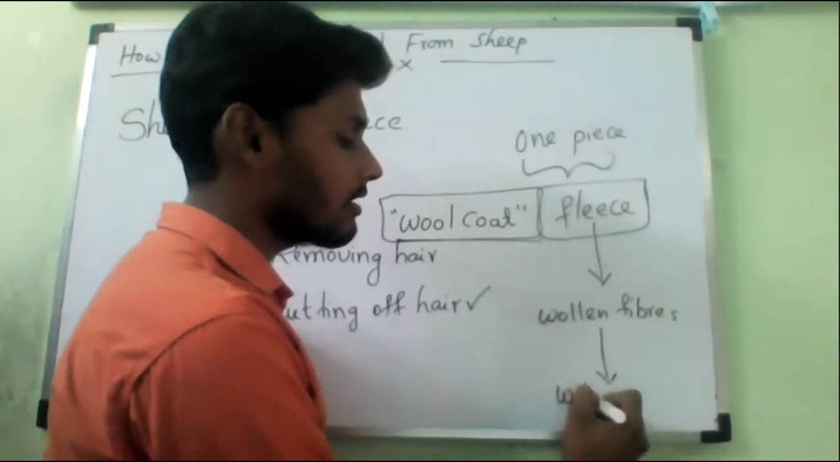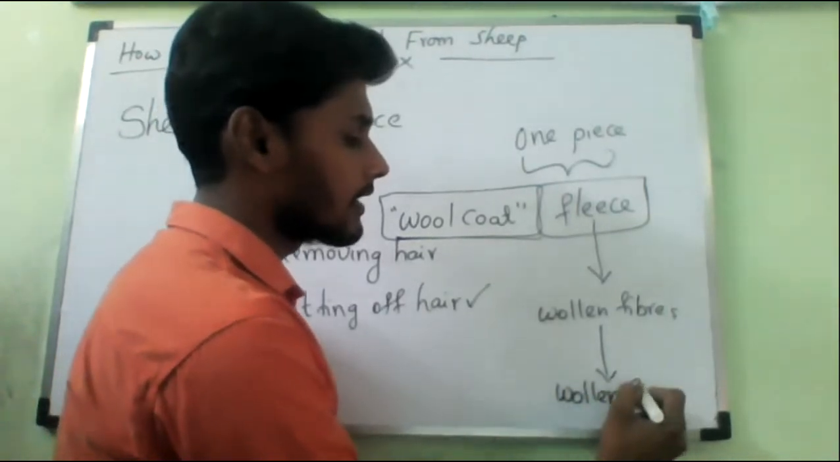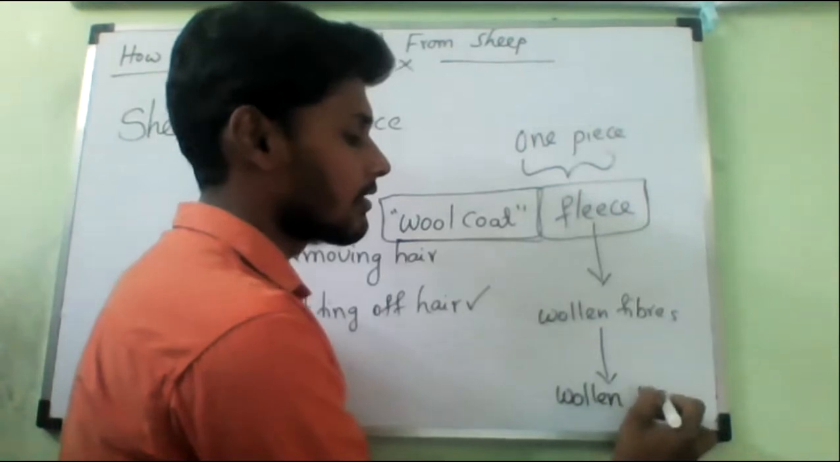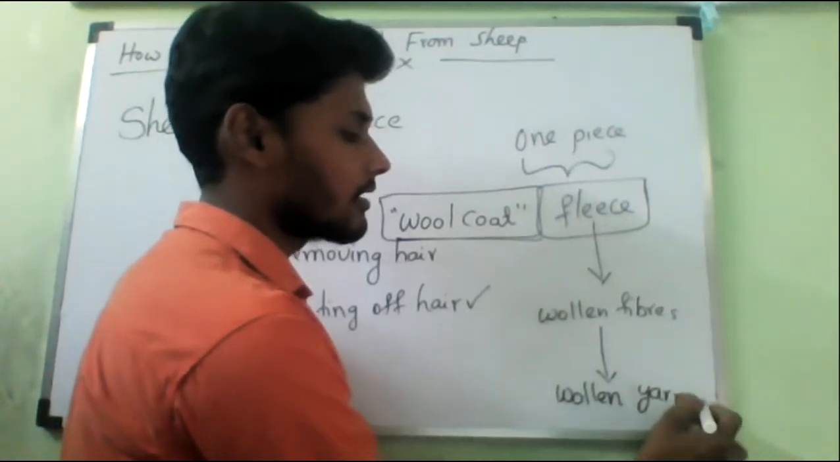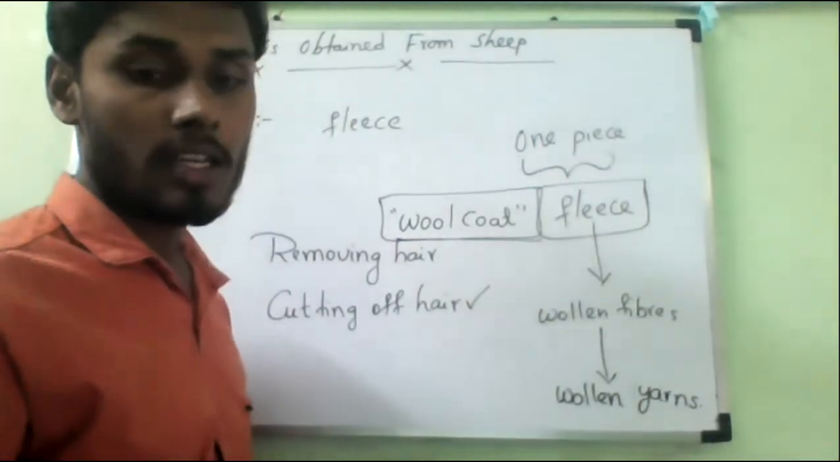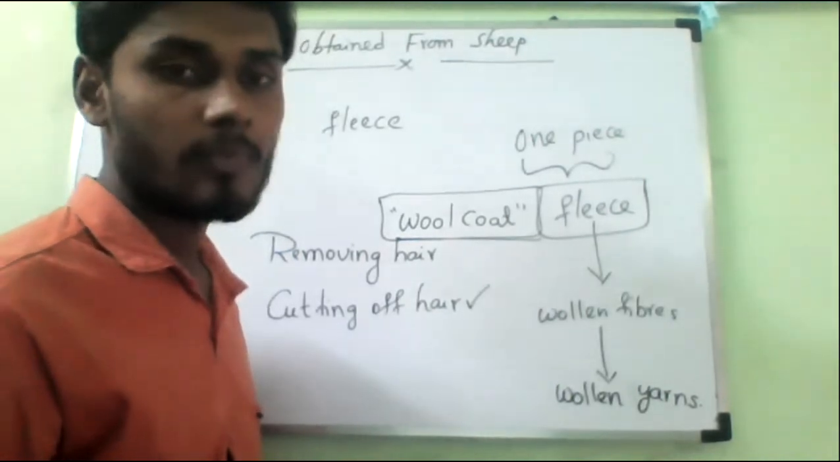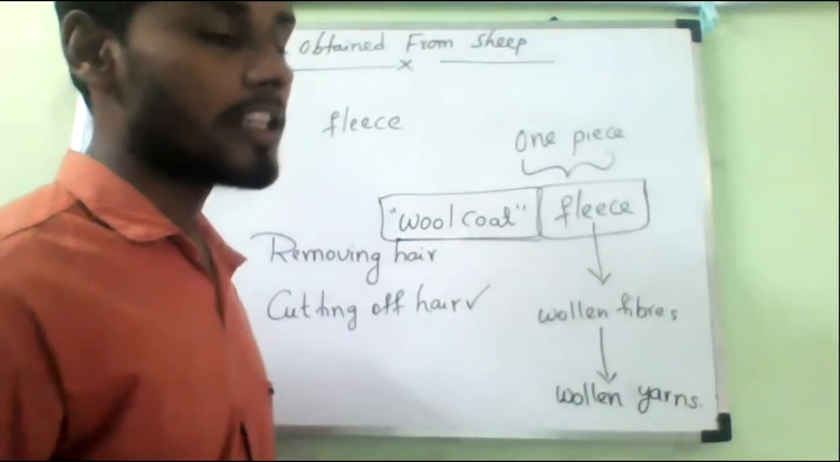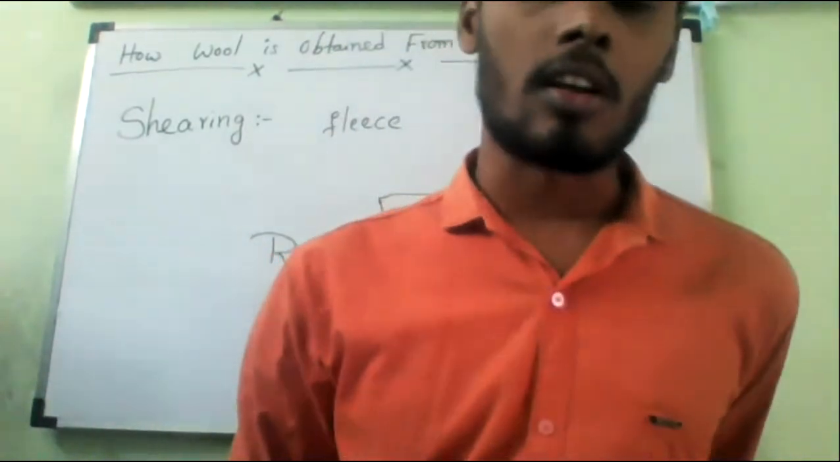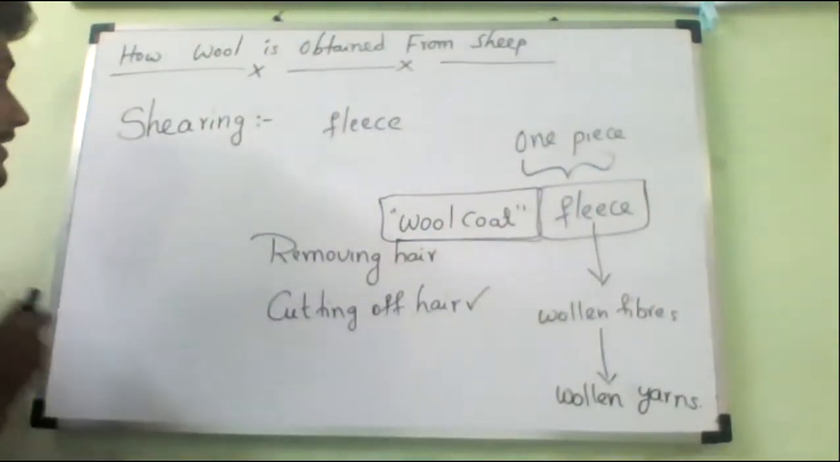Finally, we get woolen yarn. Then it is knitted or woven to make shawls, sweaters and so on. So that is the first process, and this is called shearing.